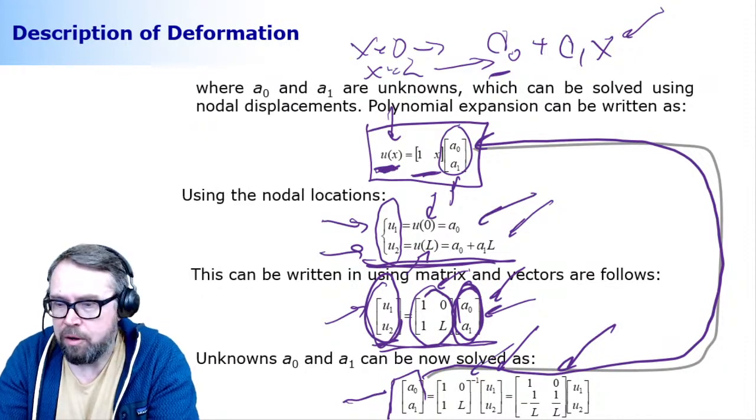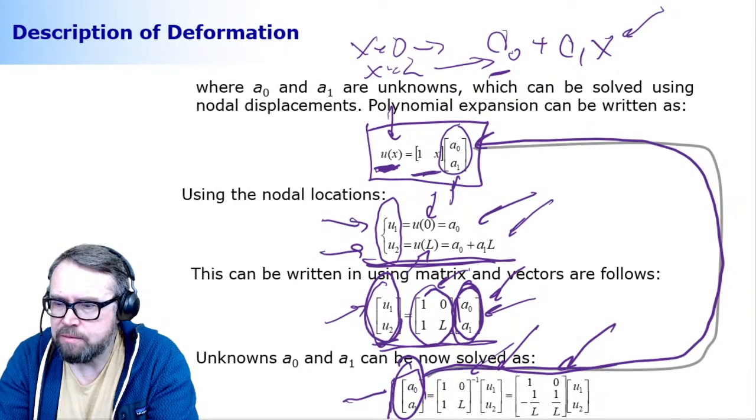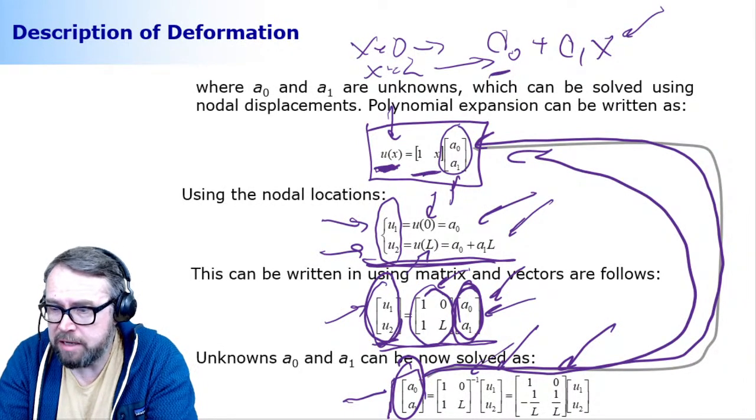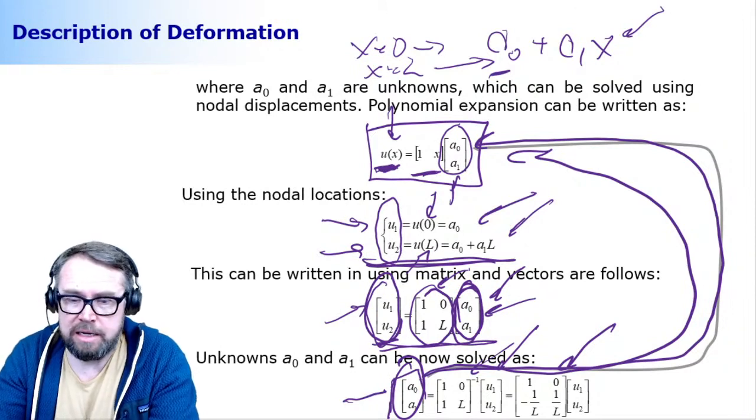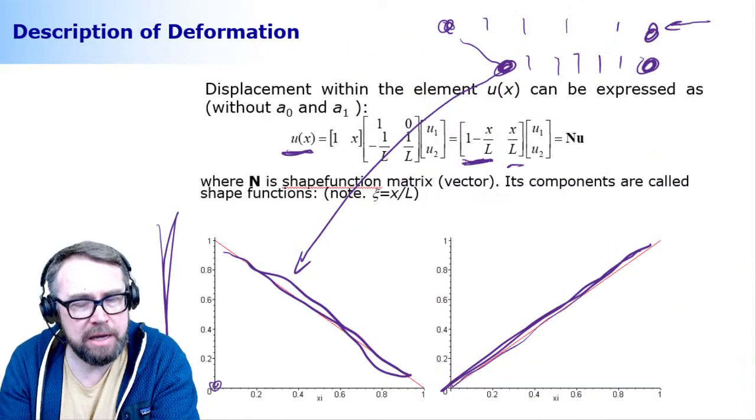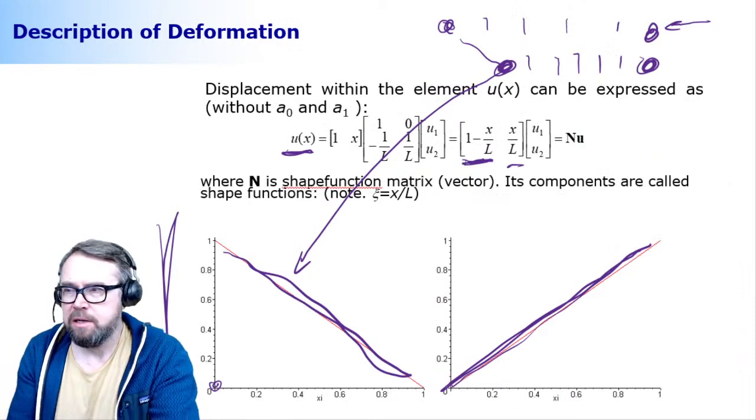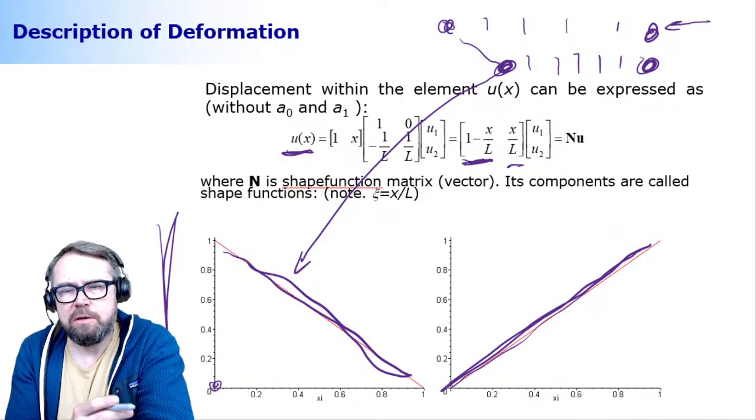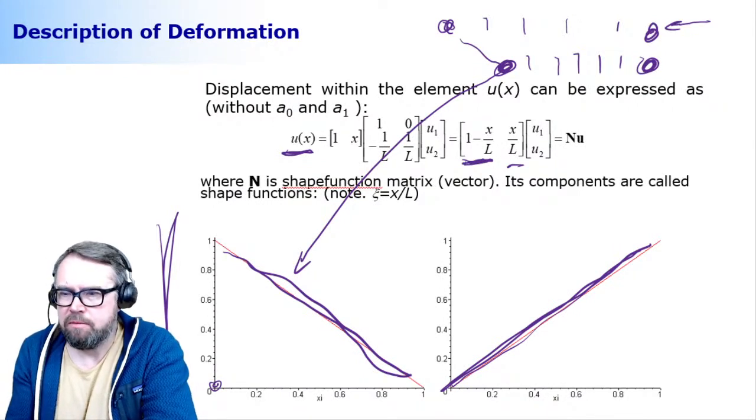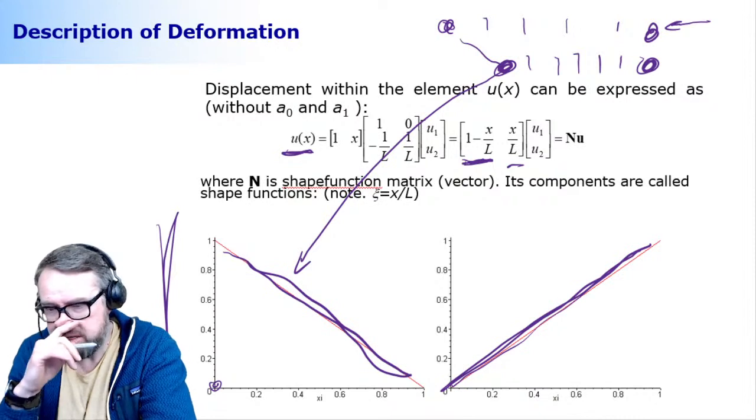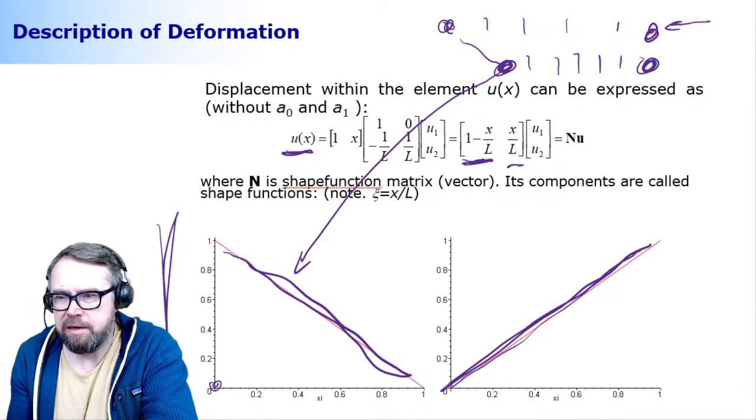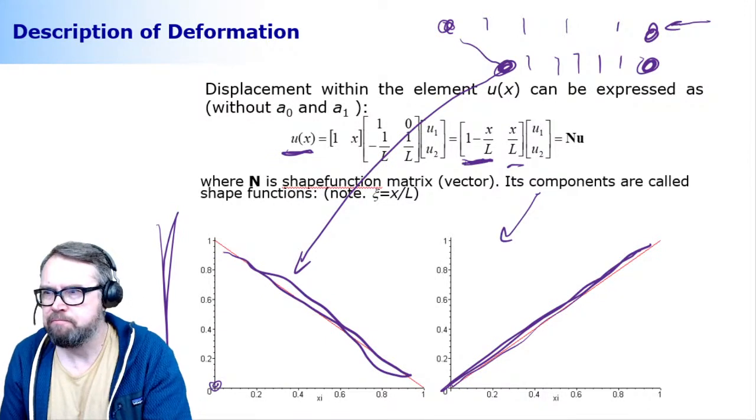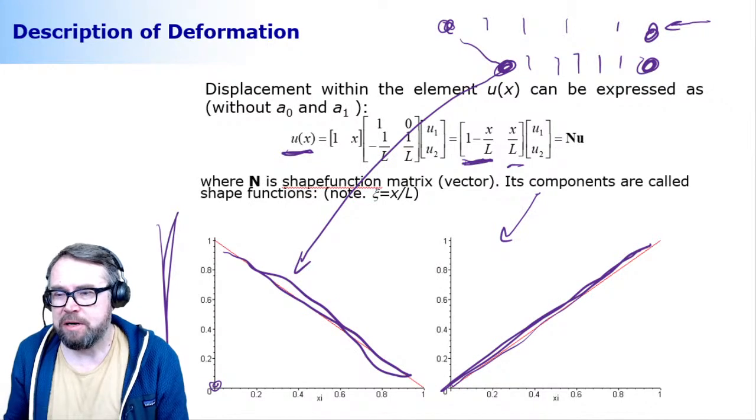I'm solving for the polynomial coefficients from this equation and substituting that back into my original polynomial expansion. What happens is that I get the description of how the element behaves, meaning how the particles between the nodes are moving as a function of nodal displacement. In this case, it turned out that this motion is linear, as described by these two somewhat confusing figures. That's it. This is pretty much this element.